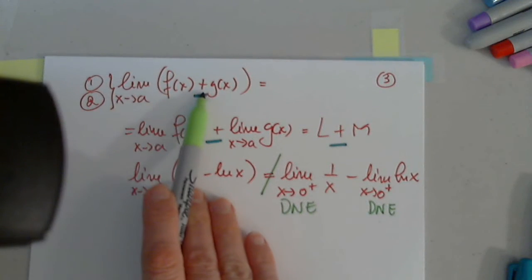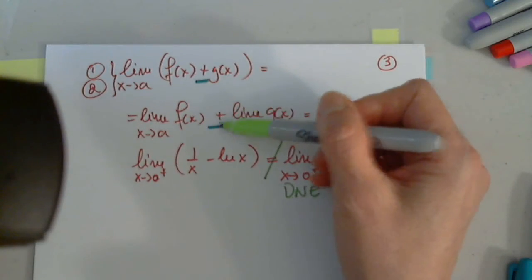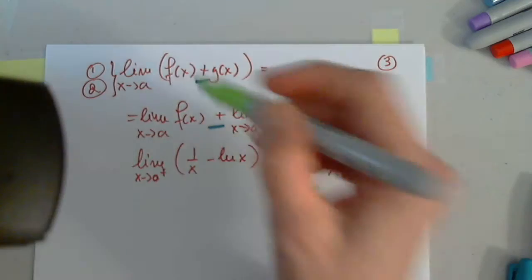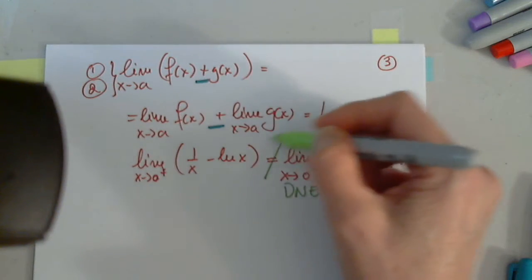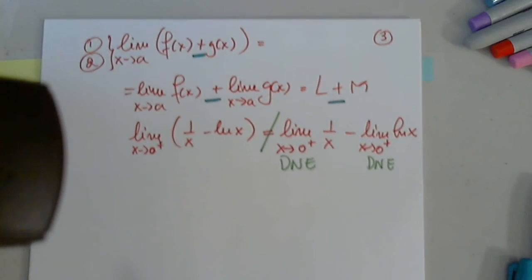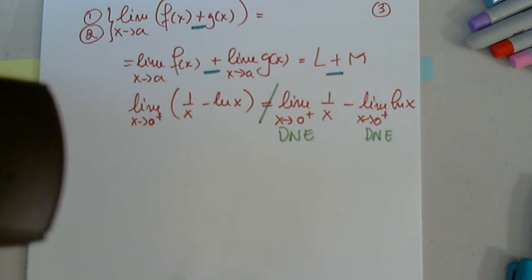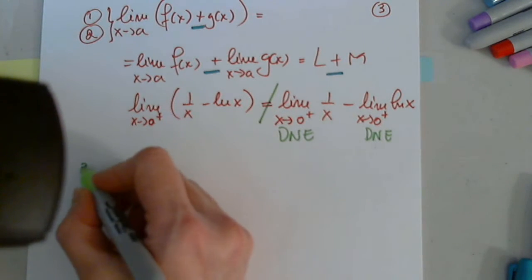So the limit of a sum or difference can be changed into a sum or difference of limits only if the two limits are numbers. They're not. So I cannot use the limit law in this case. Is everyone in agreement? Yes. Perfect. Okay, very good.